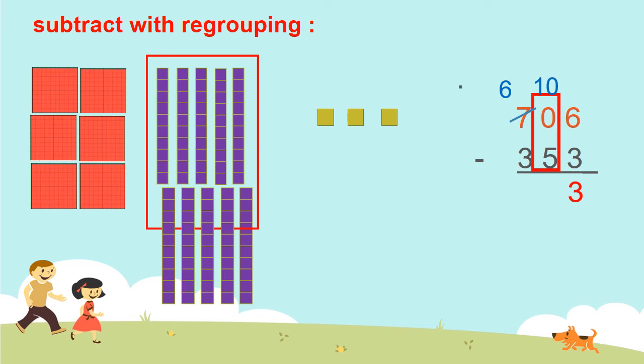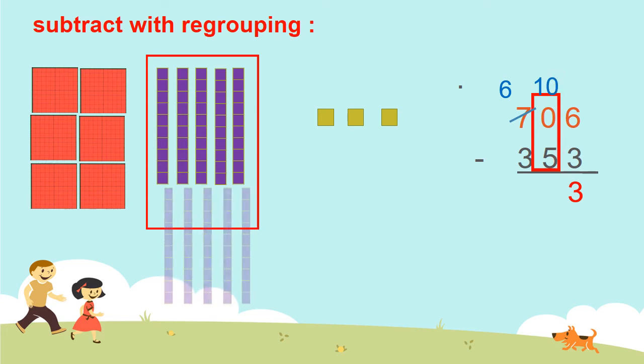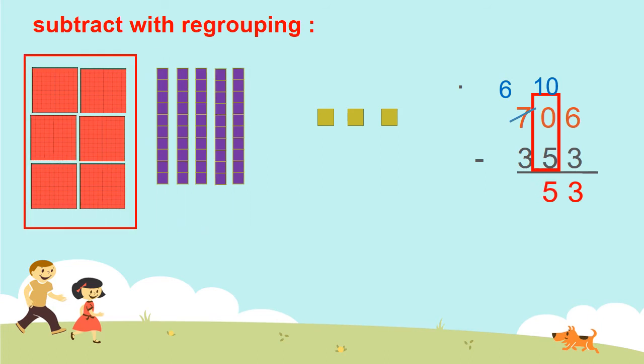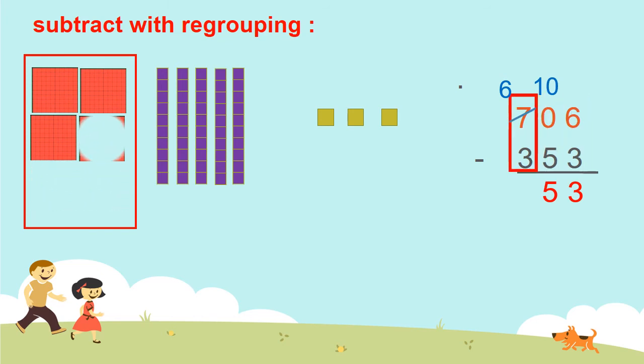Now can I take the 5 that I wanted? Yes, 10 minus 5 is 5. 1, 2, 3, 4 and 5. Okay, now we go to the 100. I have 600, so I'm going to take away 3. Look at that, I took 3 out, so I am left with 3. So 6 minus 3 is 3. Good job.